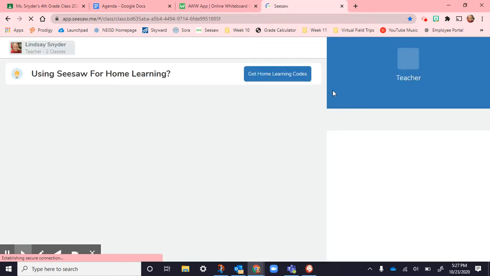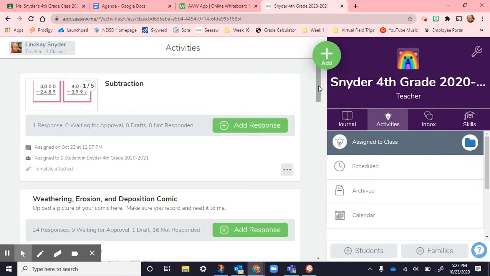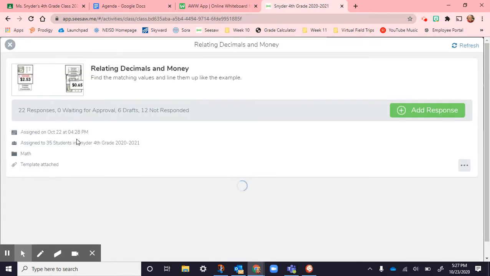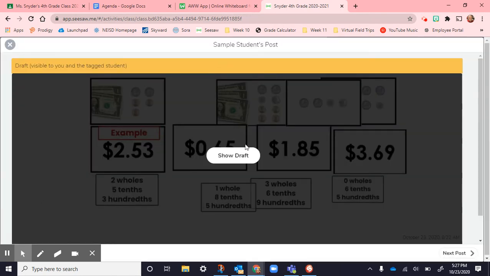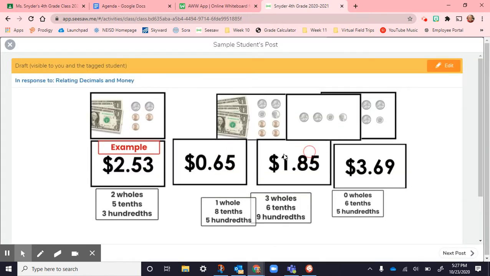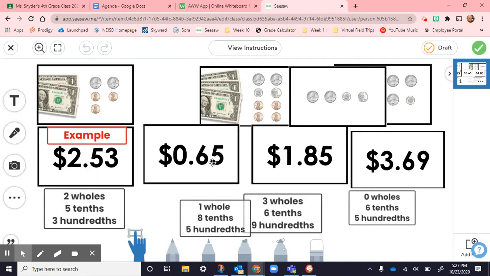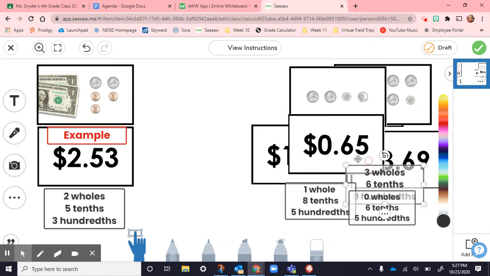All right, then we went to Seesaw. We used that information to help us with this assignment. So if you go to your activities, there is an assignment called Relating Decimals and Money. So here, this is a matching game. And so we're trying to match up. They were all over to the side over here. So let me just push those out of the way real quick.